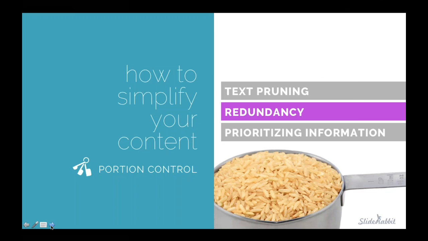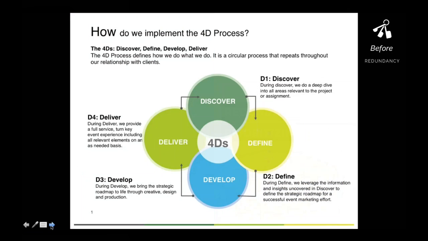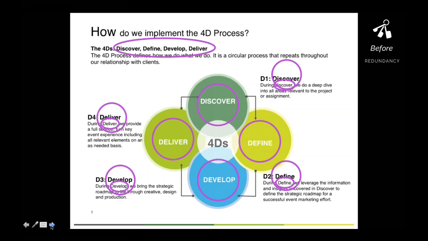So we talked about redundancy during text pruning a little bit there, but it doesn't just occur in text slides or heavily texted slides. You can also see it pop up in graphic slides. So this is an original client slide. We're seeing a lot of redundancy on it. For instance, we've got 4Ds popping up all over the place, and then the labels for all the Ds are all over the place as well.